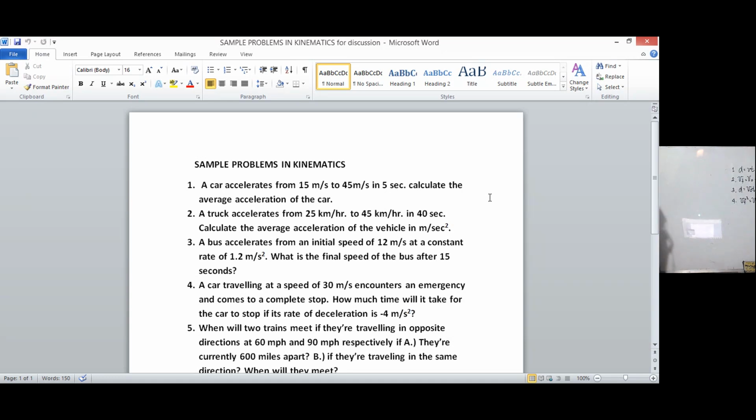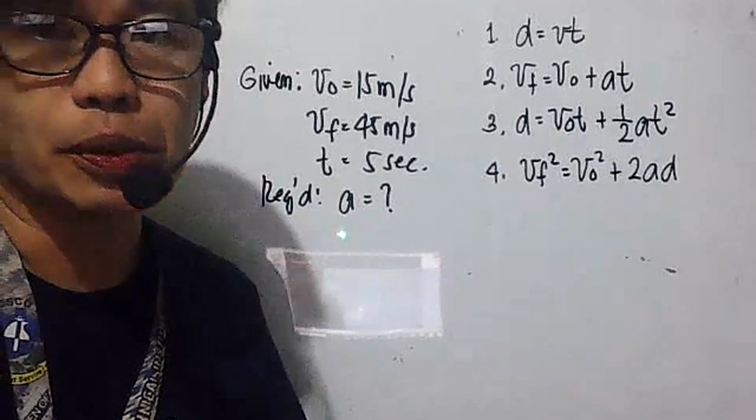So you're looking for an average acceleration. I'll be writing the given first. Okay, before I remove the share tray. Okay, so given is your initial velocity of 15 meters per second, then your final velocity of 45 meters per second, then your given time, a time of 5 seconds, and what's required is the acceleration, or average acceleration of the car. Okay, I'll remove the share tray for you to see the solution properly.